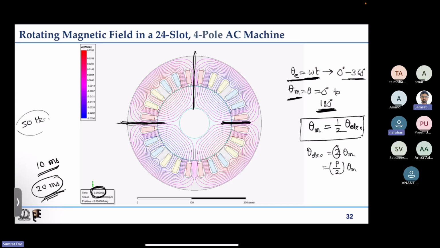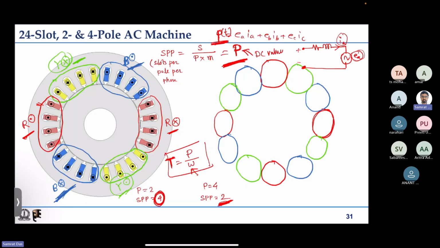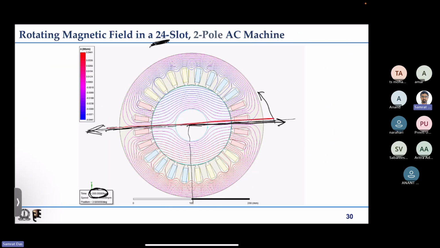In the slide you are showing, how many poles does it have? It is a 4 pole machine, as you can see from the magnetic field. Seeing the magnetic field, we can tell clearly the number of poles. In the 2 pole case, it is like this. Can you see that there is only one single magnetic axis?